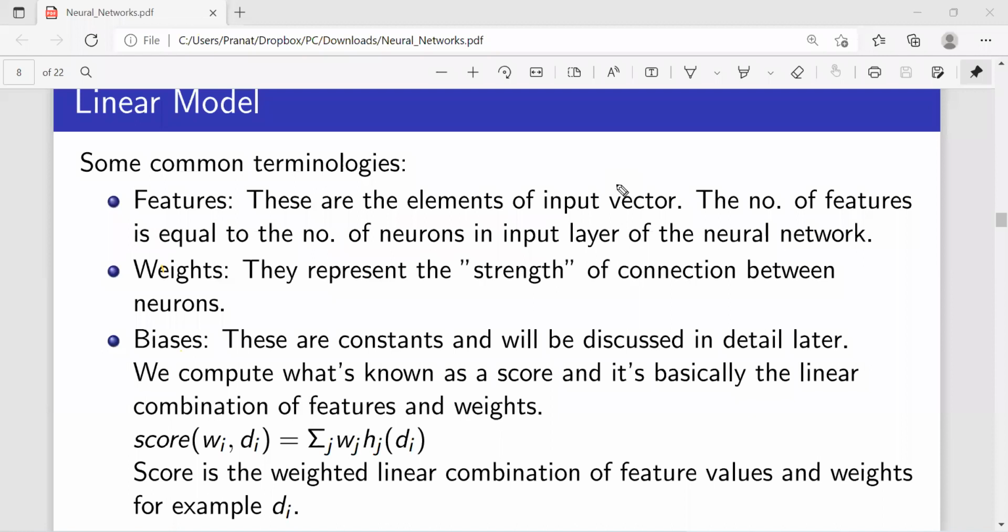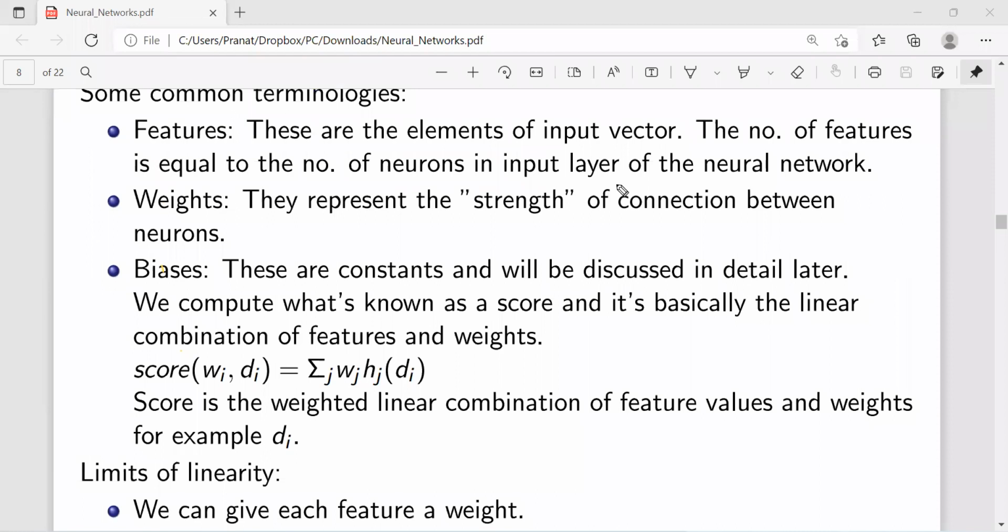Then we come to weights. They represent, quote unquote, the strength of a connection between neurons, and they are basically our integration coefficients. The weights which we discussed previously. And then there are something known as biases. Biases are simply numeric constants. We'll discuss what biases are in detail after a bit. So basically, what we do is we compute what's known as a score. And score is a linear combination of features and weights.